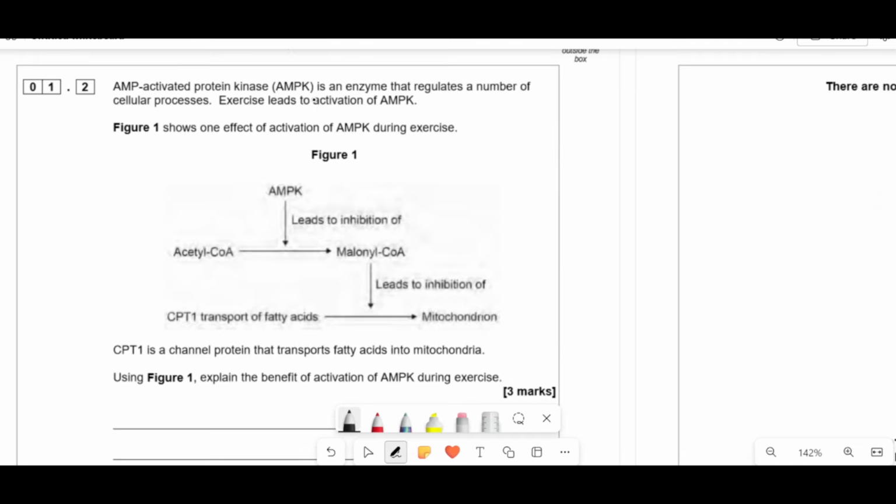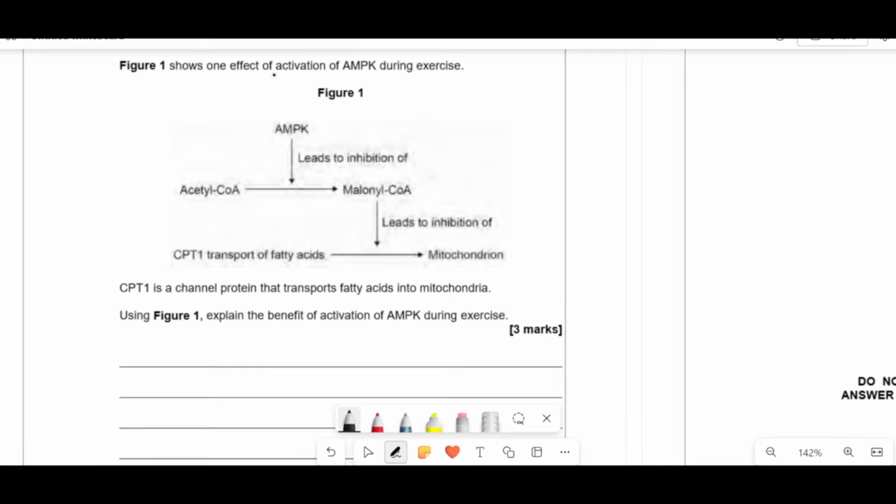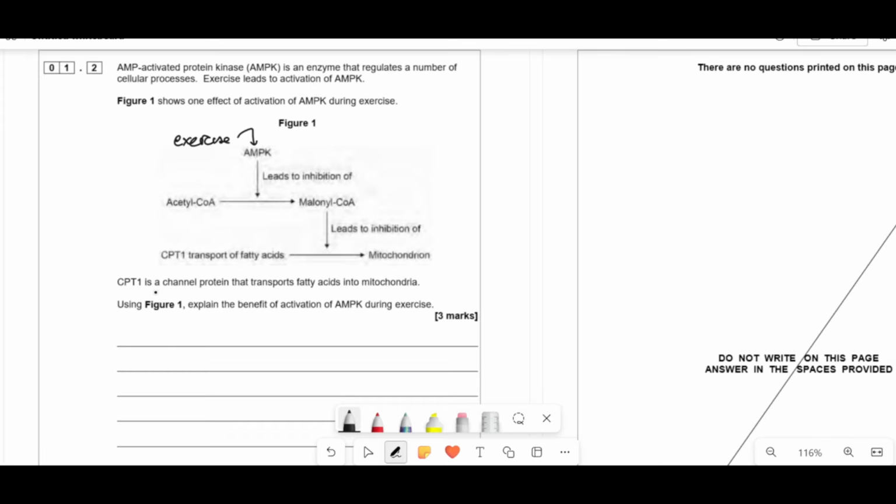AMP-activated protein kinase, AMPK, is an enzyme that regulates a number of cellular processes. Exercise leads to activation of AMPK. Figure 1 shows one effect of the activation of AMPK during exercise. So remember, then here it says CPT1 is a channel protein that transports fatty acids into mitochondria. Using figure 1, explain the benefit of activating this during exercise. So over a third of people got no marks in this, which is just shocking.